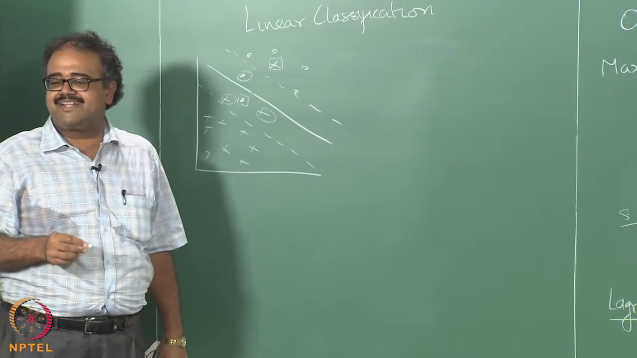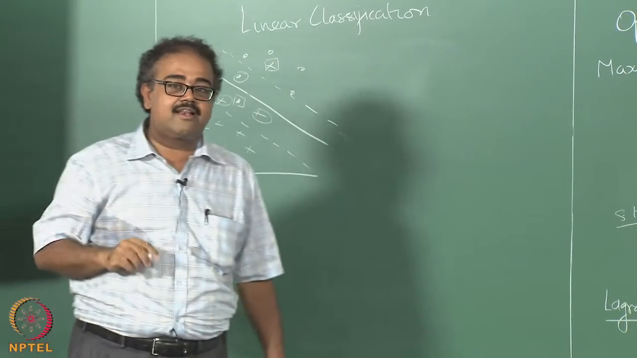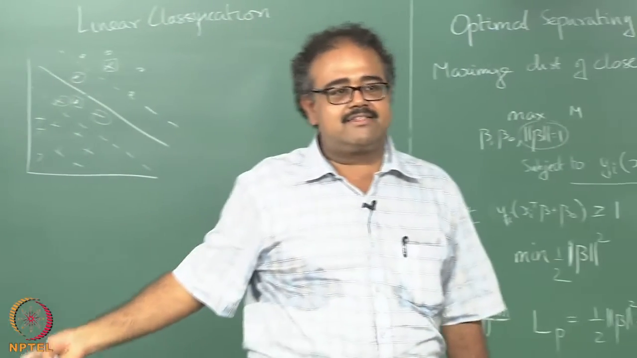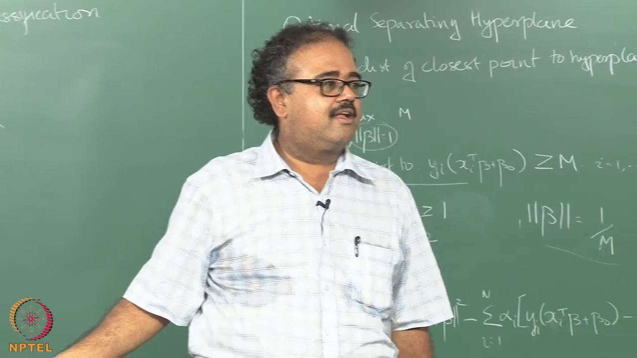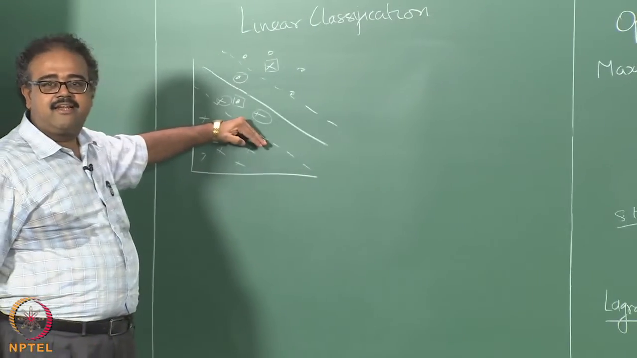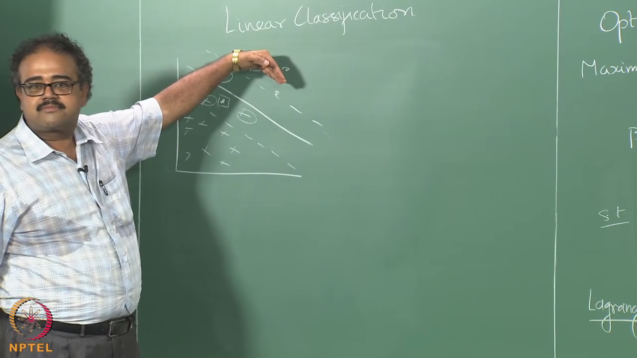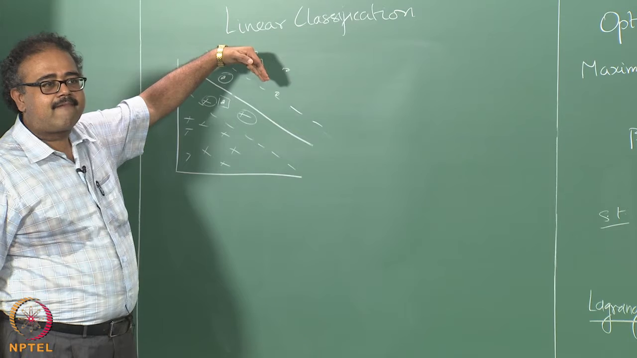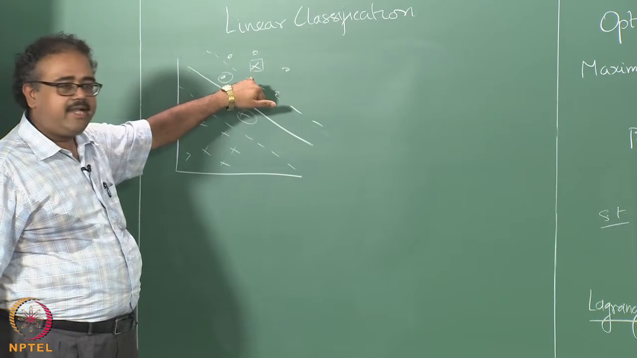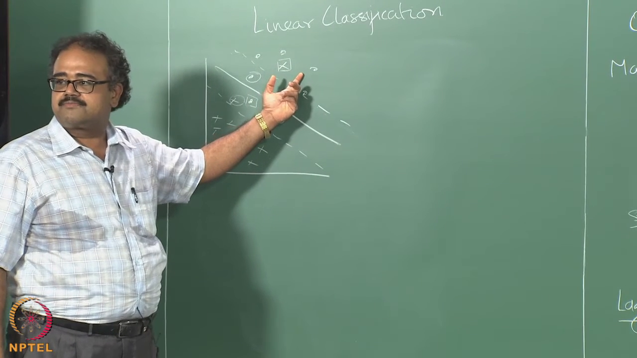Is he within the margin or outside the margin? Within. The margin for that class is defined on the other side. So the margin for that class is this side, so anything to this side is within the margin. Does it make sense? This will be yi times this, so this will actually be negative, so it is within the margin.